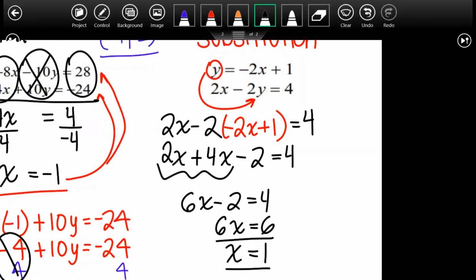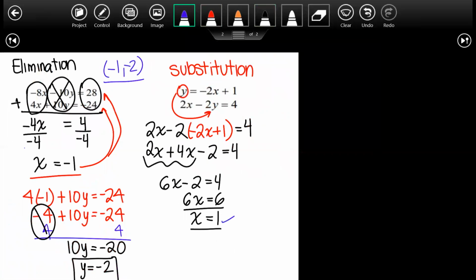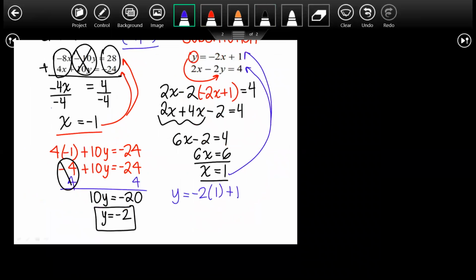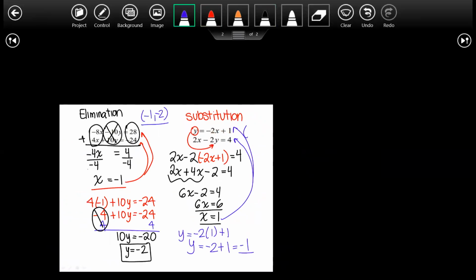Am I done? No. Again, for systems, we always got to do what? Plug it back in. Again, doesn't matter which one you choose. Choose whichever one we want. I'm going to go and choose the top. My solution will be 1, negative 1.